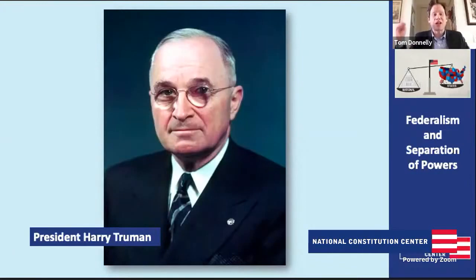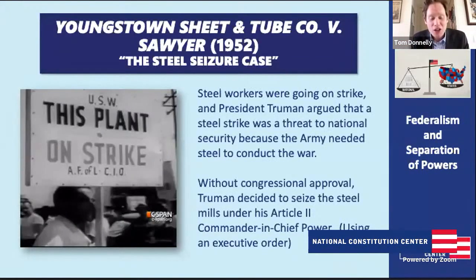Sure. So, this is the classic case of Youngstown Sheet and Tube Company versus Sawyer. It's 1952. We always call it the steel seizure case. And so it's the Korean War. Steel workers are going on strike. And President Truman responds to the threat of strike by saying, I'm going to seize these steel mills. They're a threat to national security. The Army needs steel. And so I'm going to seize them and make sure that they keep running. That's the crux of the case. But they haven't struck yet.